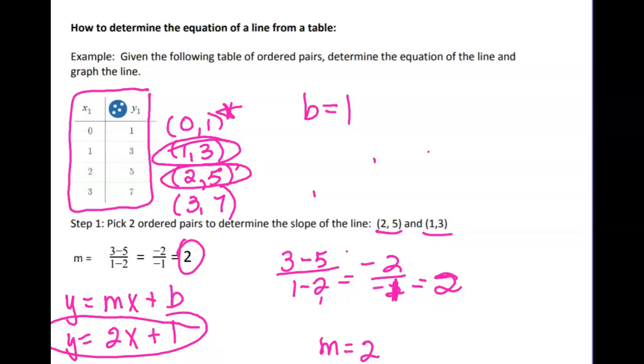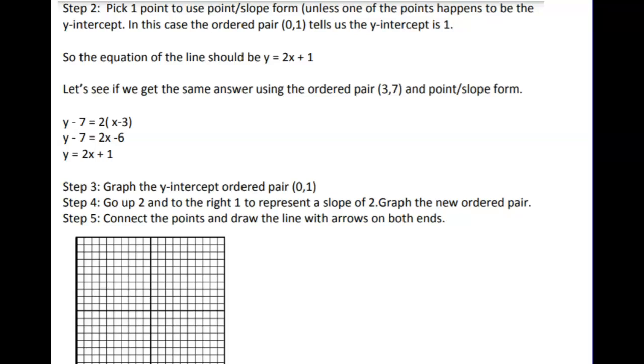But many times the y-intercept is not given, and that only works if your input is 0, because if you did graph that point (0, 1), it would be right here, okay, right on the y-axis. All right, so if it's not given, and we're going to assume it's not, okay, we're going to pick a point. All right, I'm going to pick the ordered pair (3, 7). Doesn't matter which one. I know my slope is 2.